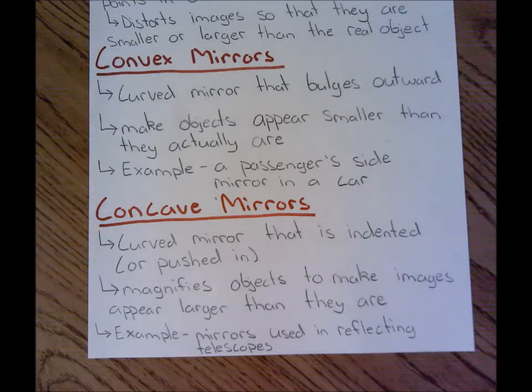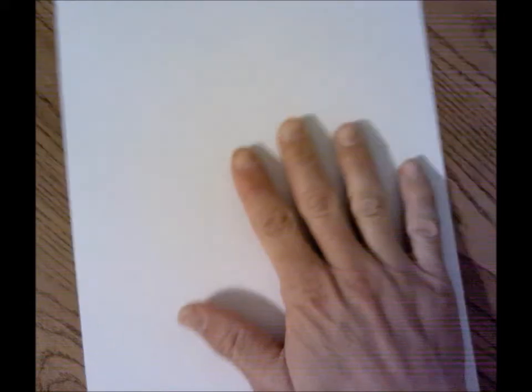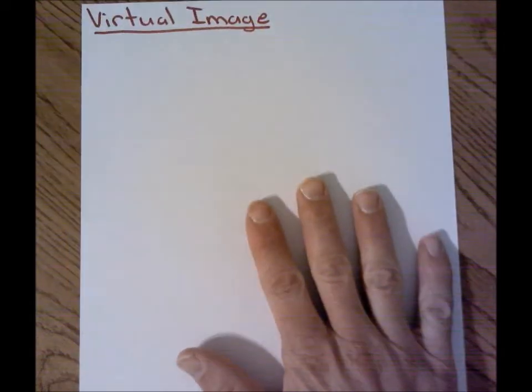So we now have a basic understanding of the three different types of mirrors, the flat, convex, and concave mirrors. Now we can get back to that business we talked about earlier with a real and virtual image. So we start out here with virtual images. And virtual images are just defined as an image from which light rays appear to diverge even though they are not actually focused there.